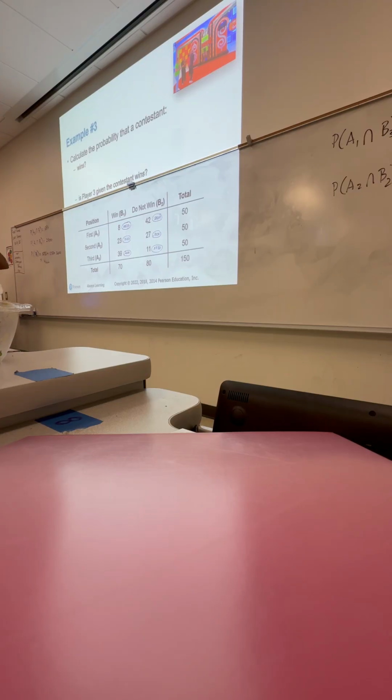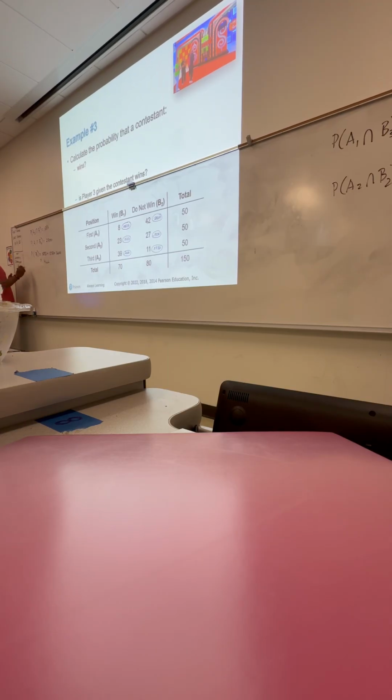Now we got to go into conditional. We got a conditional probability. Why do we know it's conditional? Because we see the word given. What's the other word you can look for? Of. Given or of. One of those two, you go with conditional. Okay?